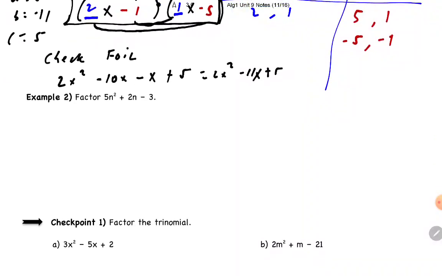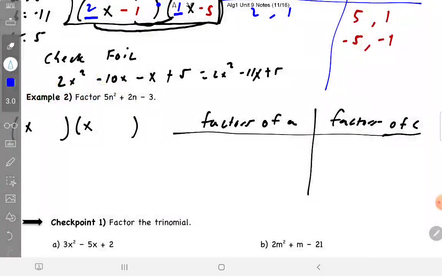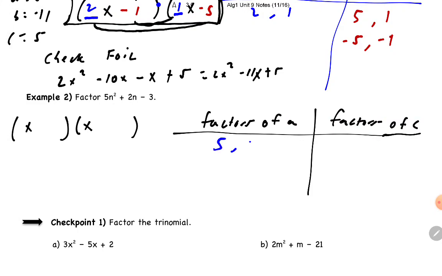So let's do this again. Okay, a values, factors of a, factors of c, and we're creating x times quantity x. So factors of a, a is 5, so we have 5 and 1. And for a, we just like to keep them positive, so I have a 5x here and a 1x over here.